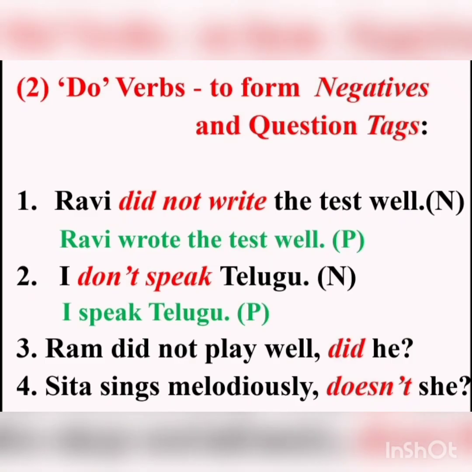And the very important function of do verbs, it helps in the formation of negatives. You just see the second sentence, Ravi wrote the test well. The negative form of this positive statement is Ravi did not write the test well. I speak Telugu. It's a positive statement and the negative will be I don't speak Telugu. Ram did not play well. Did he? Sita sings melodiously. Doesn't she?